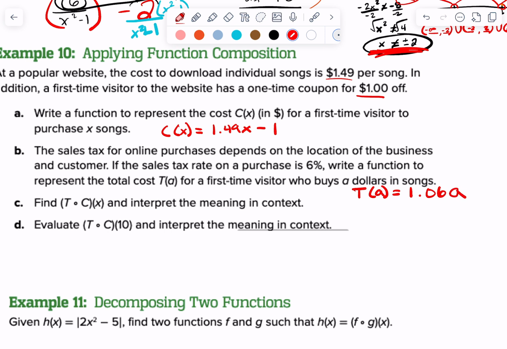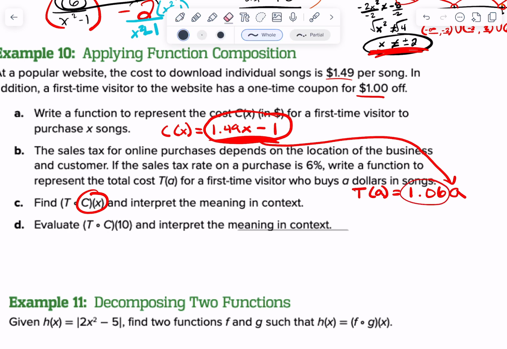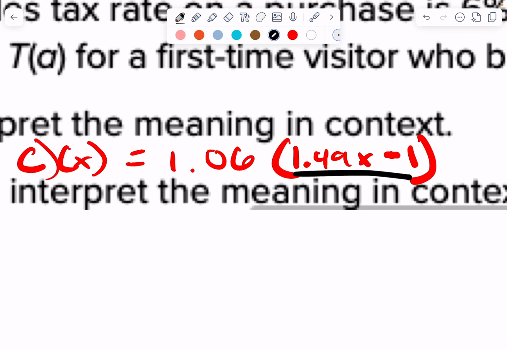Now, here's the deal. When we do part C, they want us to plug this in, because C of X is the inside function. They want us to put this in here, right? Because what I'm doing is I'm calculating the amount of money I'm spending before I multiply by 1.06. That's how it is in the real world. That's typical of what happens. So find T composed of C of X. If I plug that in there, T composed of C of X is equal to 1.06 times A. And A is now 1.49x minus 1.